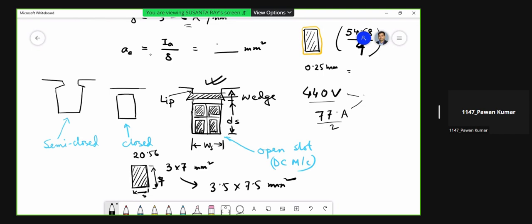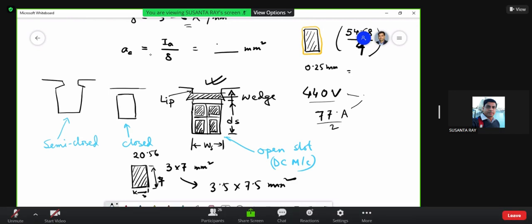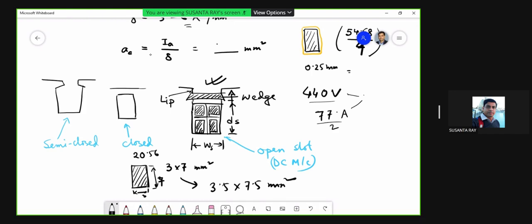Sir, we have to consider the thickness of the wedge also when we calculate the final depth of the slot. Yes, all these things, the thickness of the lip, the thickness of the wedge, slot insulation, conductor insulation, we have to consider when we calculate the ultimate final depth of the slot. You see the calculation which is given in the book by A.K. Sawhney. There they have made two tables, one for calculating the width and another for calculating the depth of the slot. You just consult that.